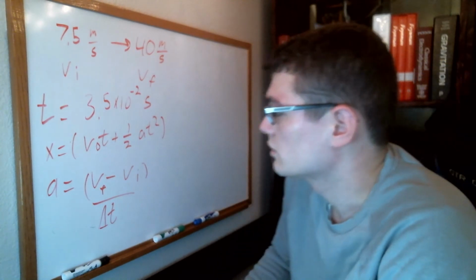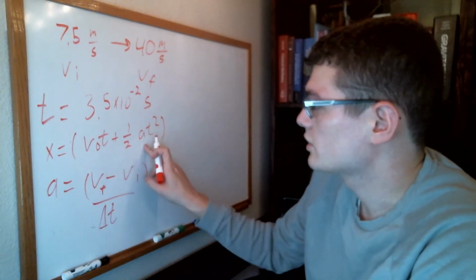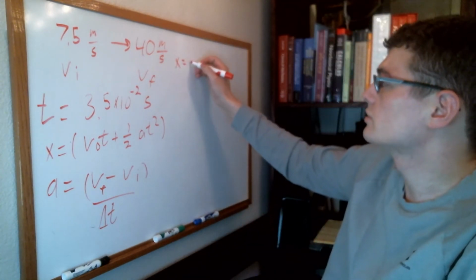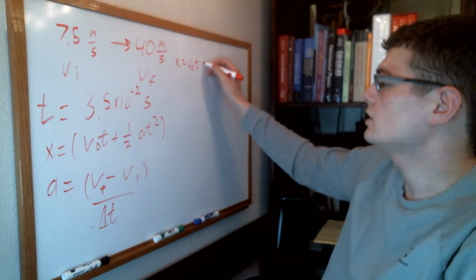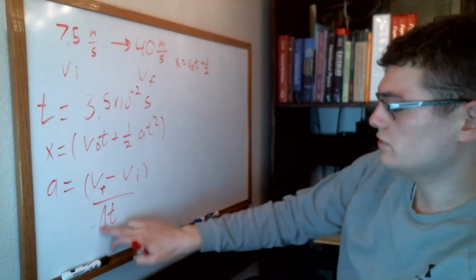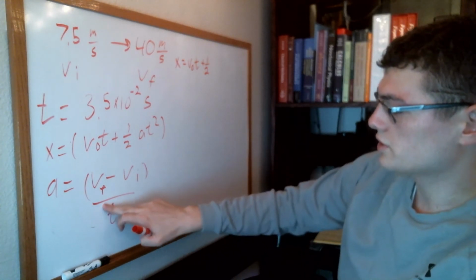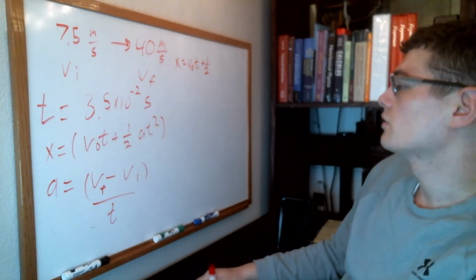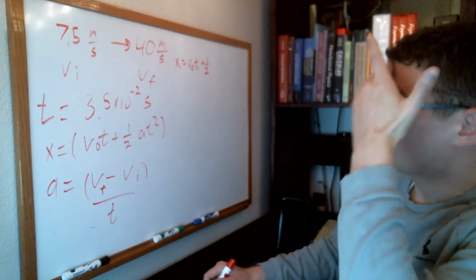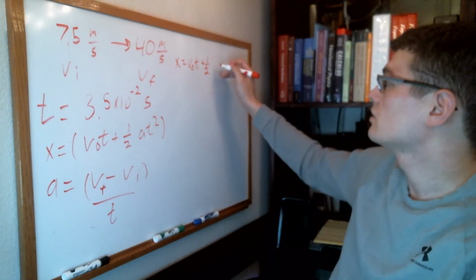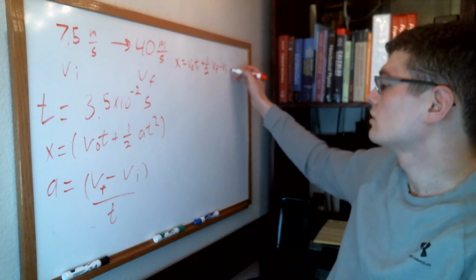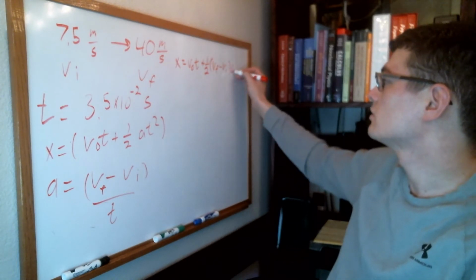So we can plug this a into this equation here, and now this equation is going to look like x is equal to v naught t plus 1/2, and so one of these t's is going to cancel. I'm just going to take away this delta, but t is our time interval that we're given here. We plug in this, one of the t's is going to cancel, and we can just say that this is vf minus vi times a single t.